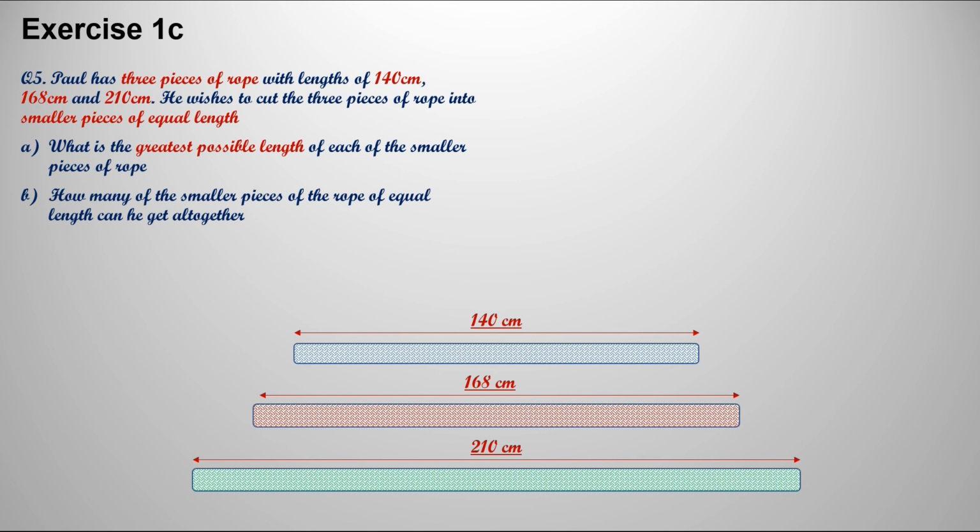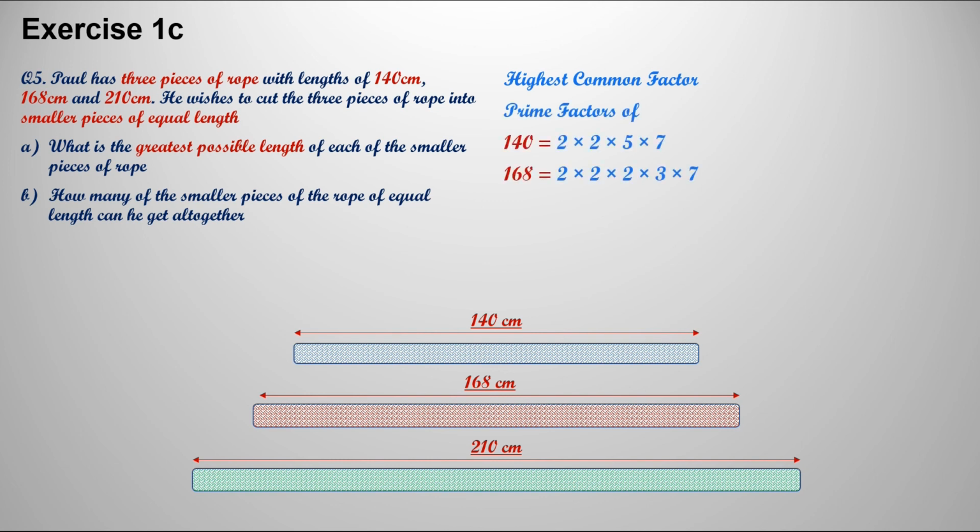Whenever we talk about greatest possible length, we're talking about HCF, highest common factor. How do we find HCF? You use the prime factorization method. Prime factors of 140, 168, 210. Now, what's common between the prime factors of these three numbers? We have 2 and we have 7. If you multiply these two, the answer is 14. So 14 is the greatest possible length of each of the smaller pieces of rope.